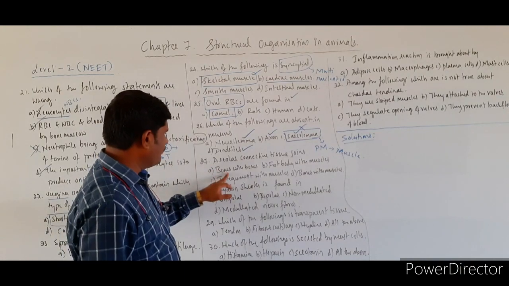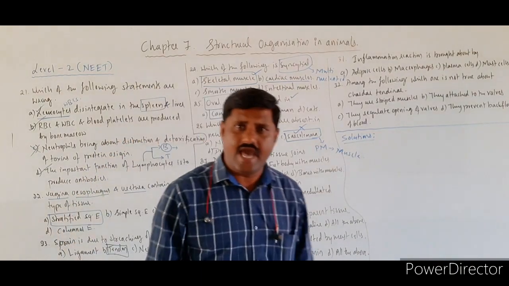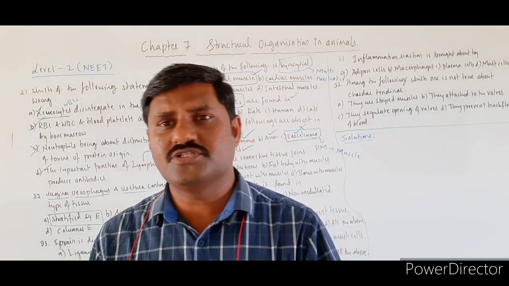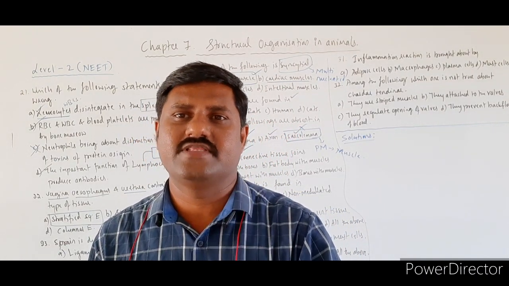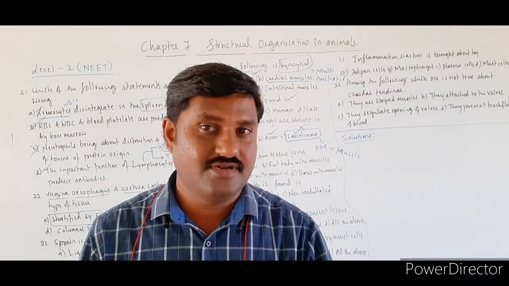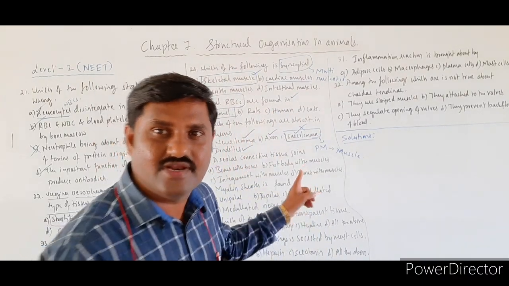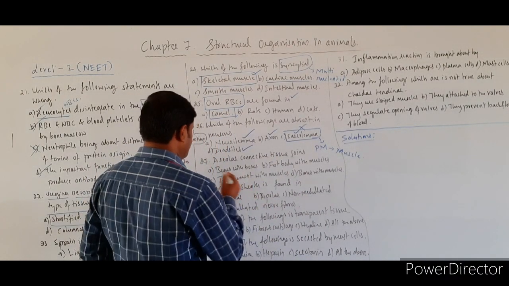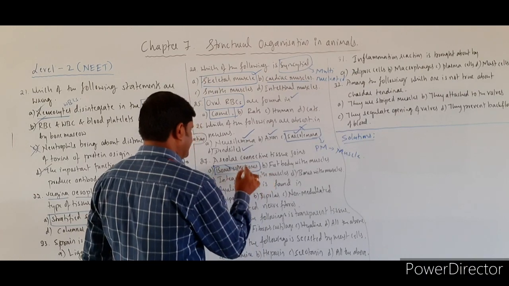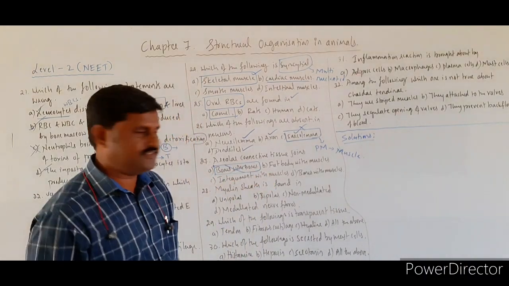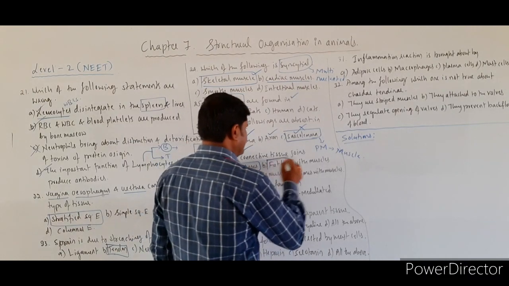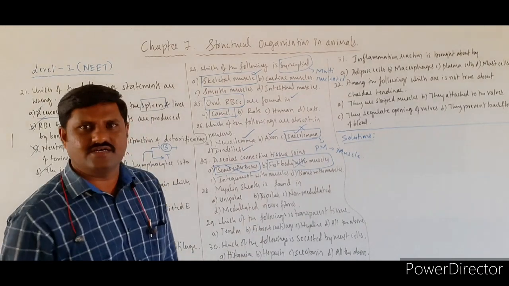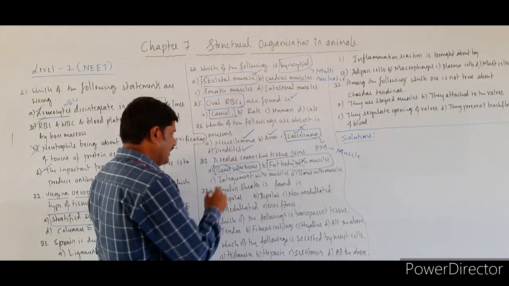Now, first one, bones with bones. In option A, bones with bones are bound with the help of ligaments, not areolar tissue. So one thing is clear to you: bones to bones is not the answer for this question. Fat body with muscles is also not the correct answer for this question.